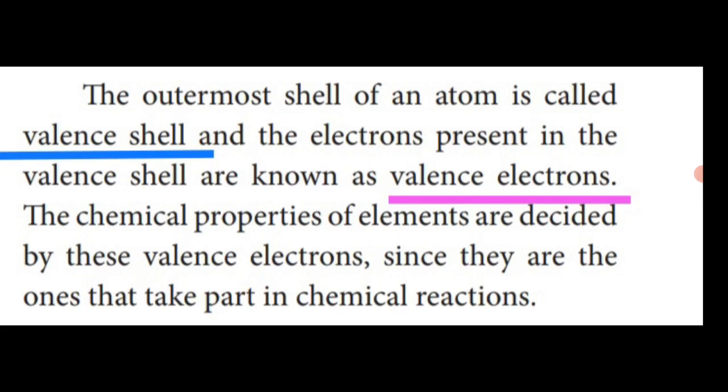The electrons present in the valence shell are known as valence electrons. The chemical properties of the elements are decided by the valence electrons, since they are the ones that take part in a chemical reaction. The outermost shell is called what? Valence shell. The electrons in it are called valence electrons. These valence electrons take part in a chemical reaction.